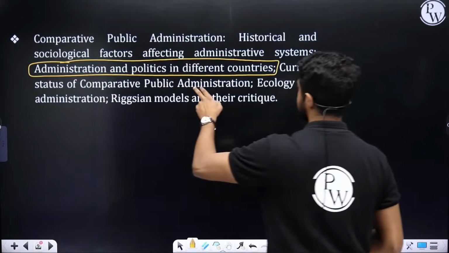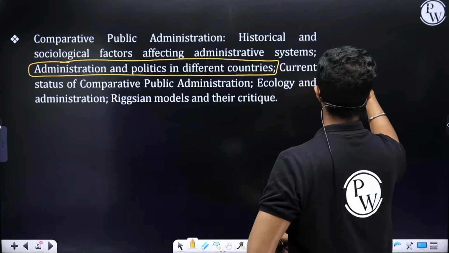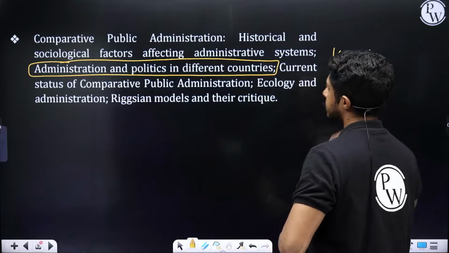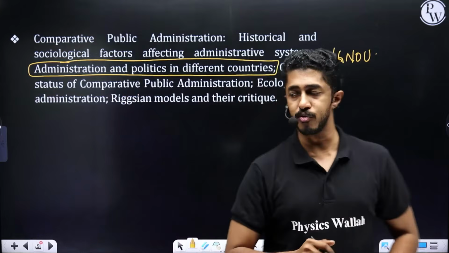Current status of CPA, ecology and administration, Riggsian models and their critique. I would suggest go for IGNOU. Pretty decent explanation has been given in IGNOU. IGNOU material will do for this.